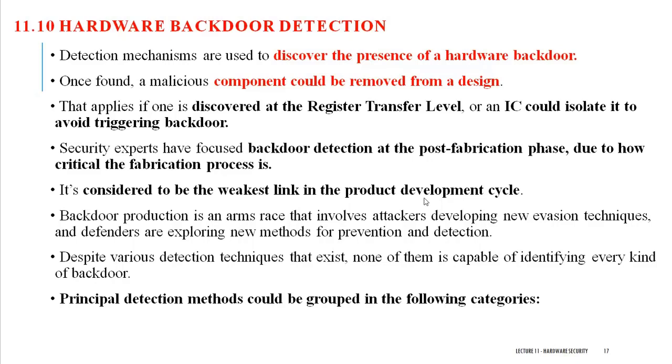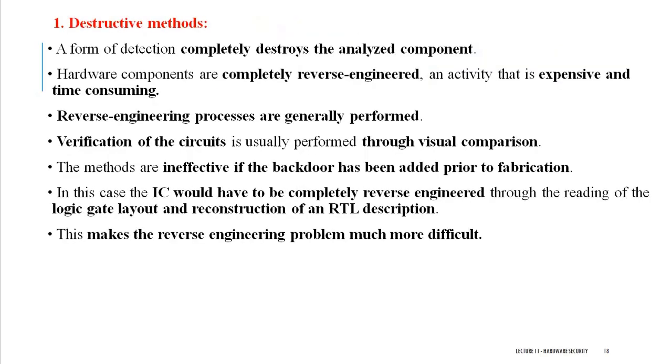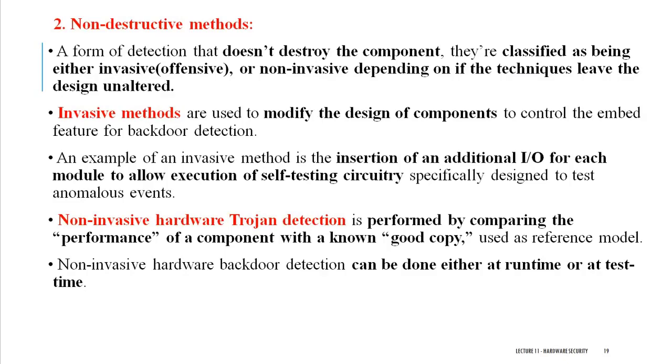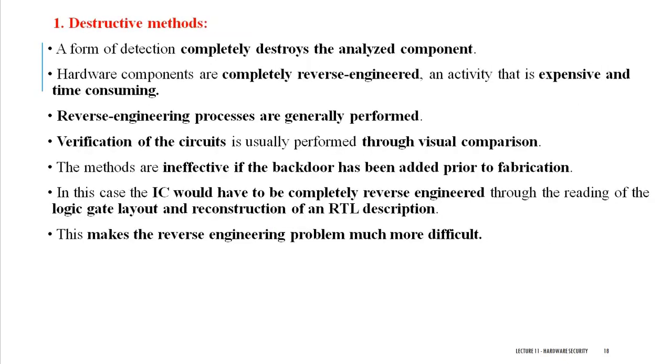There are a lot of principal detection methods available, but we are going to see two different methods. The first method of backdoor detection is the destructive method. The second method is the non-destructive method. So what is a destructive method? The word itself makes it very clear. It is a form of detection that completely destroys the analyzed component. So you are going to destroy the component.